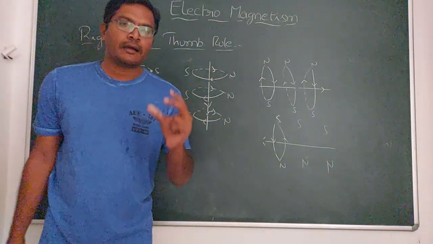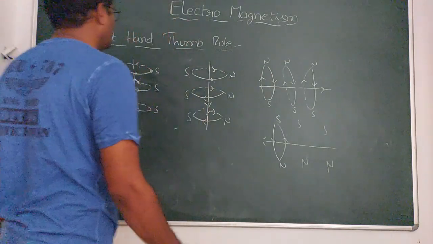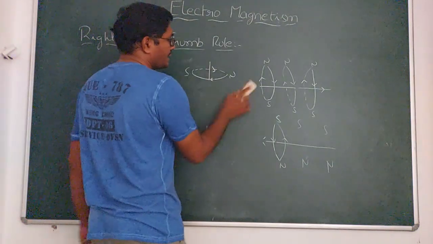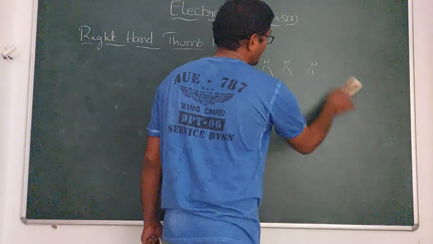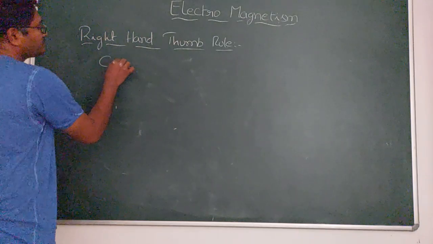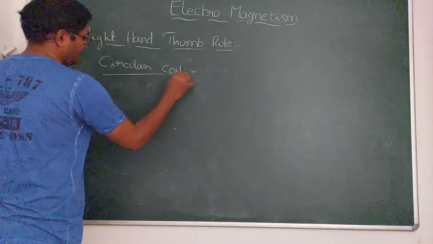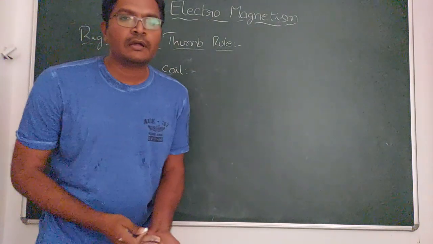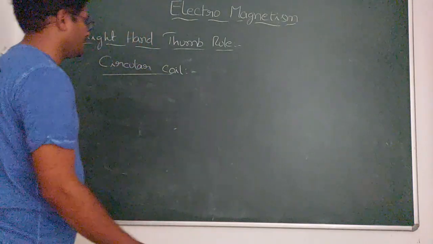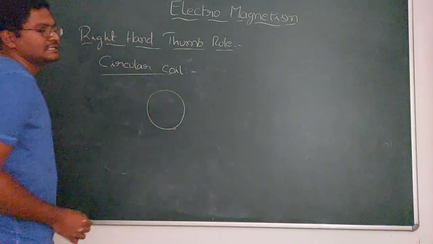What happens if there is a coil, a rectangular coil or a circular coil? If there are coils, how do we use this right hand thumb rule? This is just a straight wire, so the straight wire is replaced by a coil. If I am taking a circular coil, where is the south pole and where is the north pole? That means, what is the direction of the magnetic field. Suppose I am taking a coil like this, so this is a circular coil.